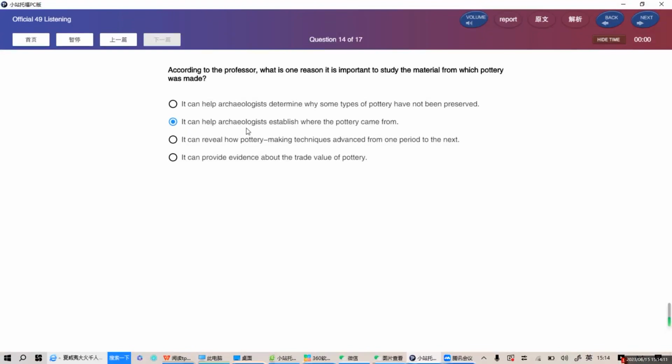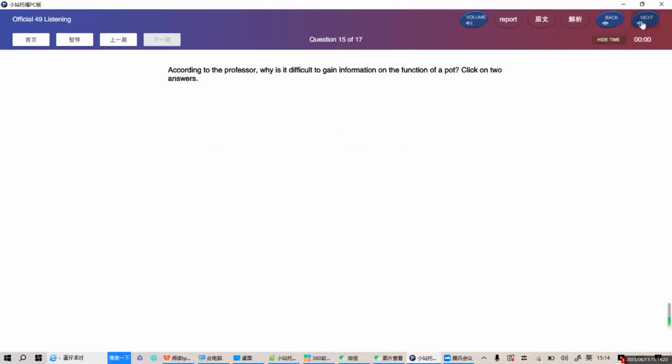Yeah, it's definitely option 2. It can help archaeologists establish where the pottery came from. That is origin of the pottery, right? And according to the professor, why is it difficult to gain information on the function of a pot?